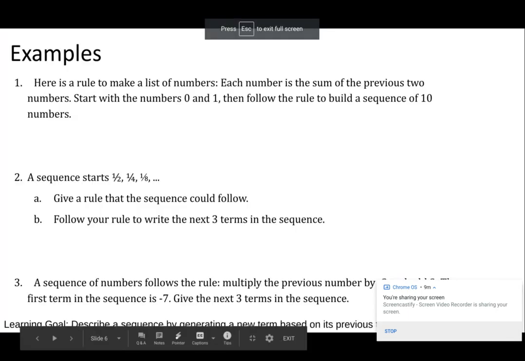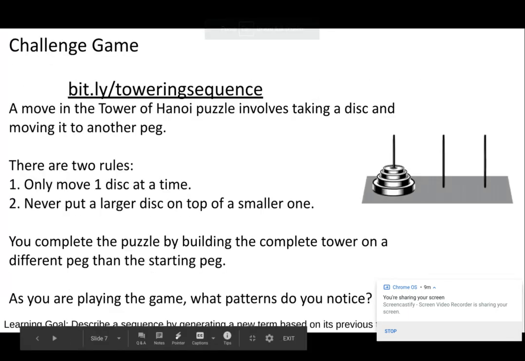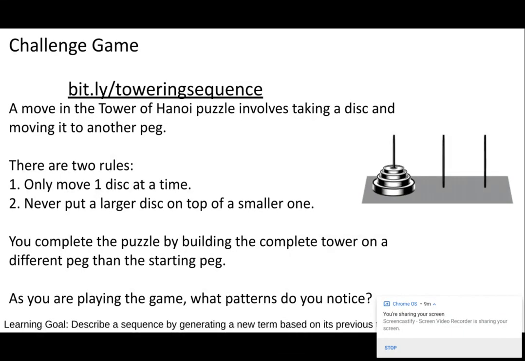And then the last kind of example I have for you today, if we go back to the PowerPoint here and go to the next slide, I have a bit of a challenge game. Some of you might have played this game before, but it's called the Tower of Hanoi puzzle. It involves taking a disk and moving it to another peg. There are only two rules. You can only move one disk at a time, and you can never put a larger disk on top of a smaller one. You can only put small on top of large. Complete the puzzle by building the complete tower on a different peg other than the starting peg.